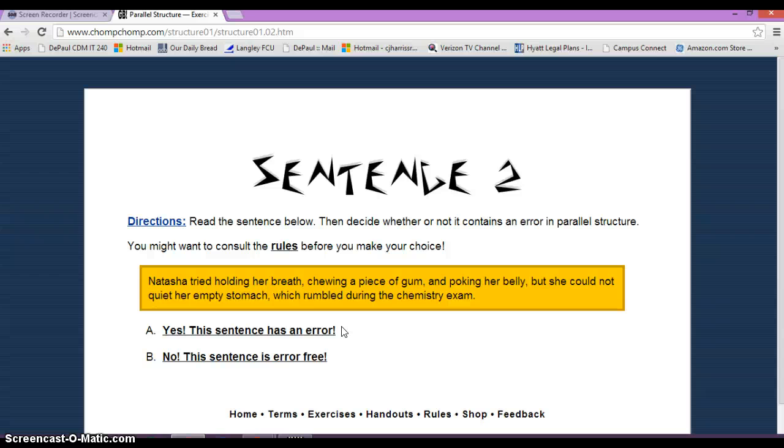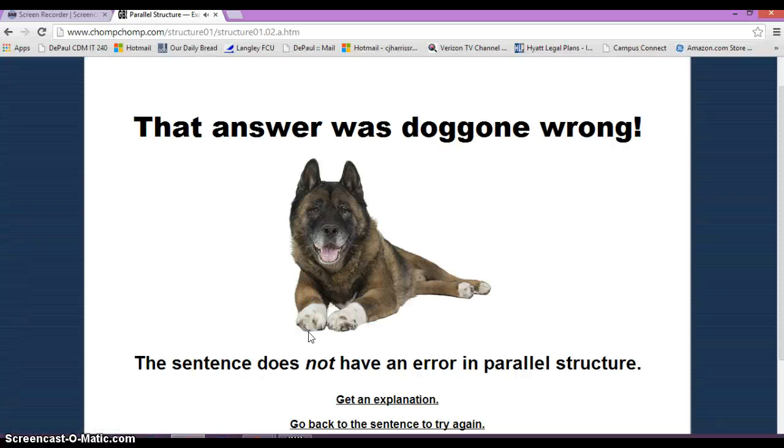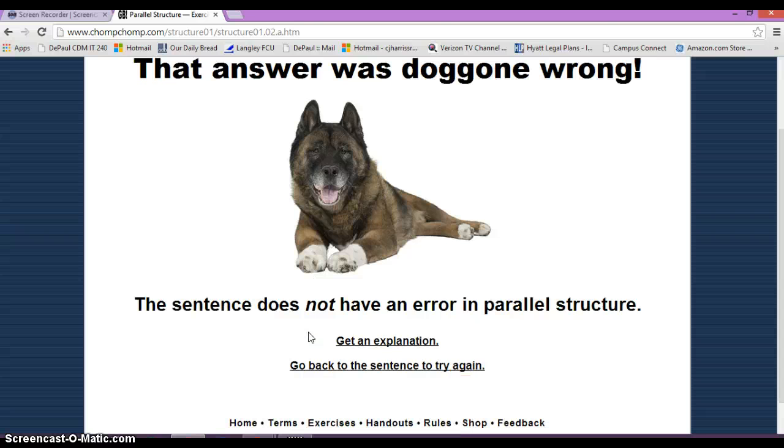Natasha tried holding her breath, chewing a piece of gum, and poking her belly, but she could not quiet her empty stomach, which rumbled during the chemistry exam. Now this sentence is a bit longer, a bit more complex. Maybe we're confused about where the parallel structure really is, but we think there might be something wrong. So let's try choice A. Yes, this sentence has an error. It looks like we were incorrect. It looks like our sentence was in parallel structure.